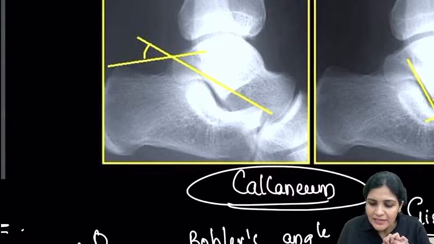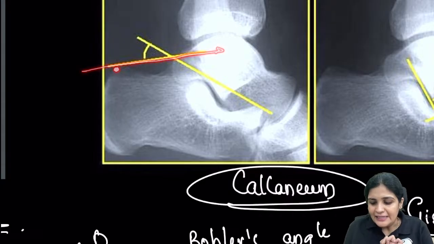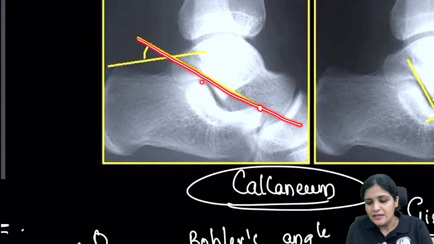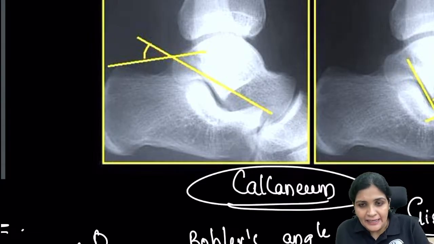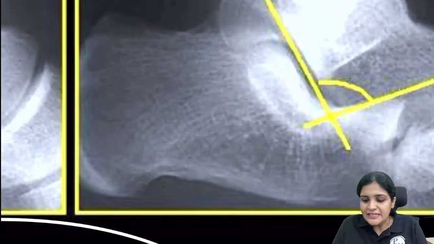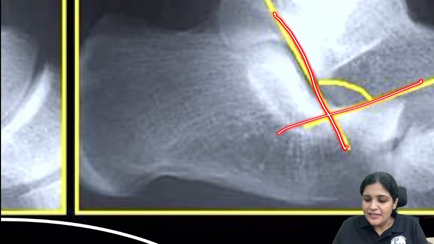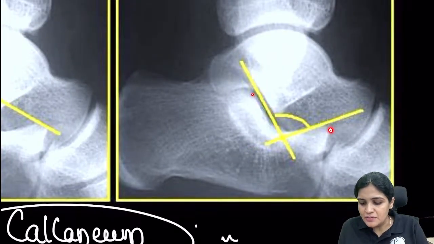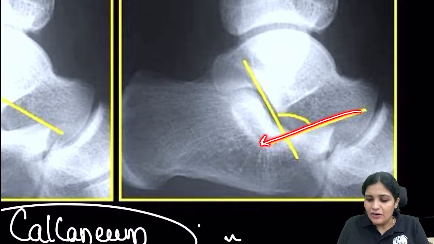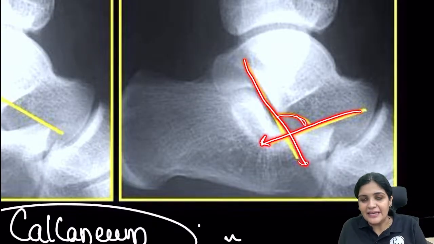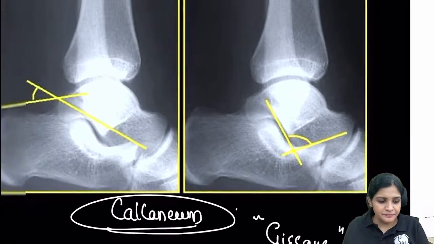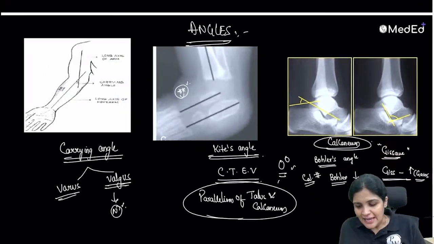So how do you draw Bohler's angle? There is a tip. This is the posterior side, no? The highest side on the posterior aspect. So you draw a line like this. And for the second one, you touch both the anterior and the posterior facets like this. So this angle is called Bohler's angle. Okay. Gissane is very easy. These are the facets, this is anterior, this is posterior. You just draw lines along these, like this. So this is your Gissane angle. Okay. So that is Bohler's and Gissane's.